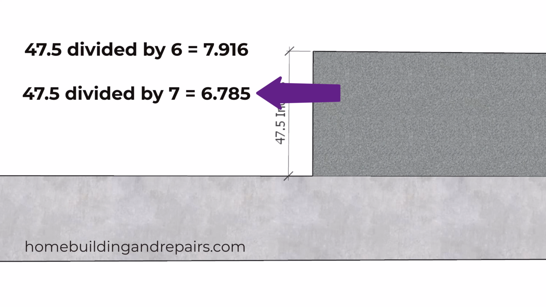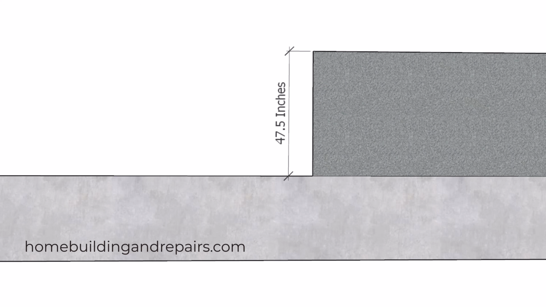And in this example, we're going to have 7 risers at 6.78, which would basically be 6 3/4 inches per step. 7 risers and 6 steps. And I could always add another riser and another step if I want the riser height to be shorter.